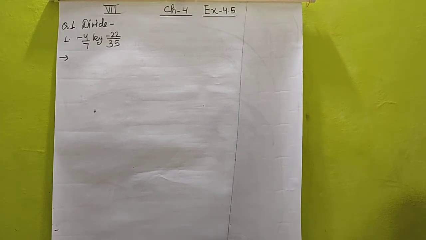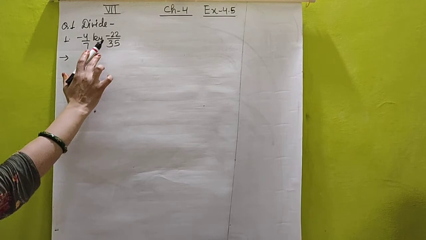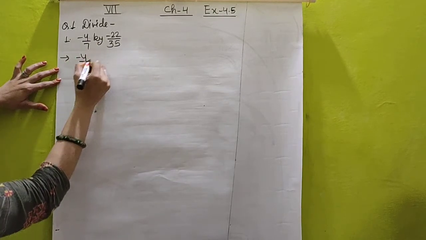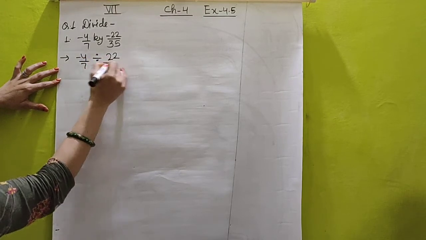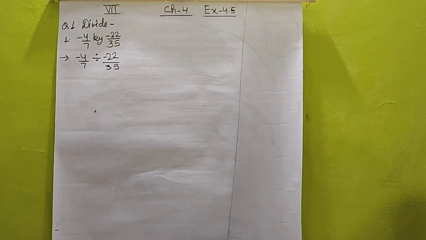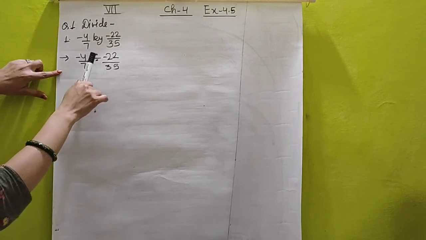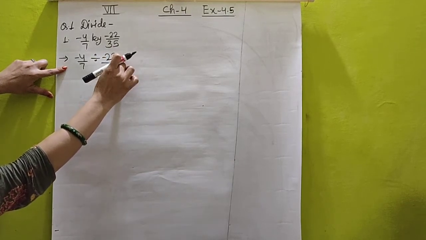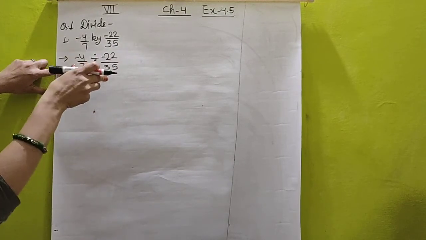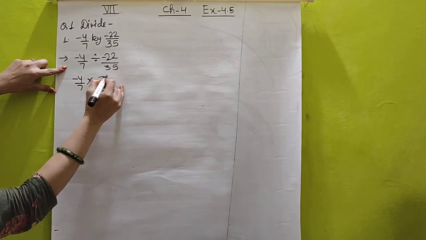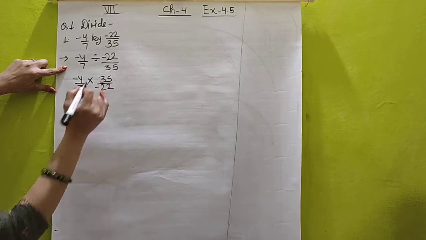Question number 1, part 1 is minus 4 upon 7 divided by minus 22 upon 35. First of all I will write minus 4 upon 7 divided by minus 22 upon 35. Now as I told, when the division sign is here, we make the right hand side opposite and put a multiplication sign in between. So it will be 35 upon minus 22.